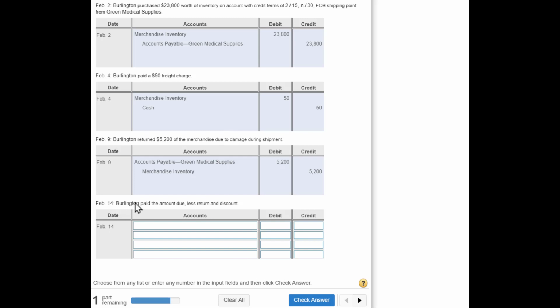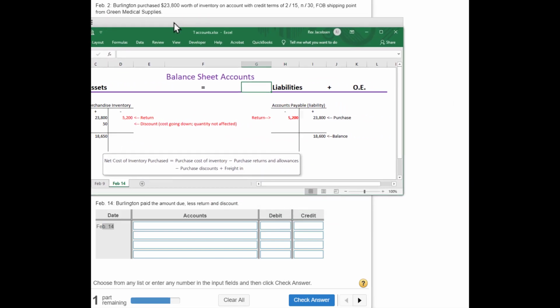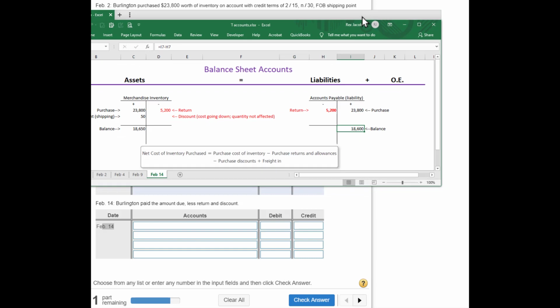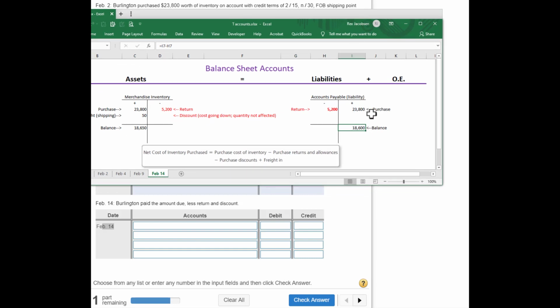All right, February 14th, Burlington paid the amount due, less the return and the discount. So let's make sure we get the discount. We bought it on February 2nd up here, and we need to pay it within 15 days. So did we pay it within 15 days? It's now February 14th. Yes, so we're going to get the 2% discount. But first, let's start off with figuring out how much AP we owe. So remember, AP on your scratch paper, you should have the purchase of $23,800, which increased it, but then we returned some. So we owe the balance. So our balance of AP at this point on February 14th is $18,600.